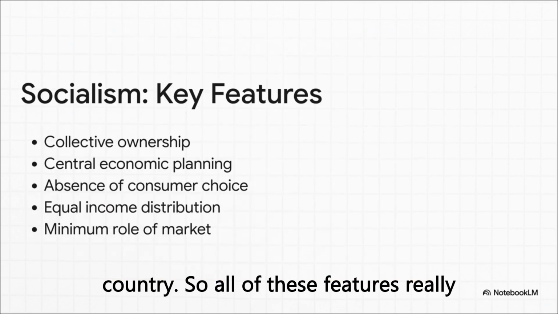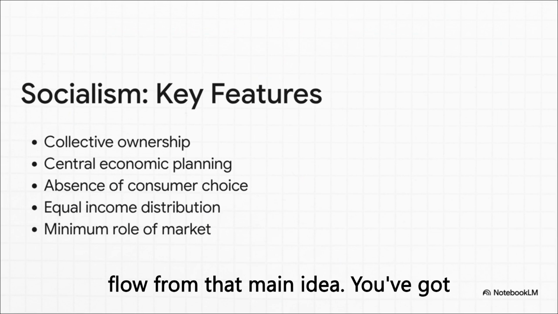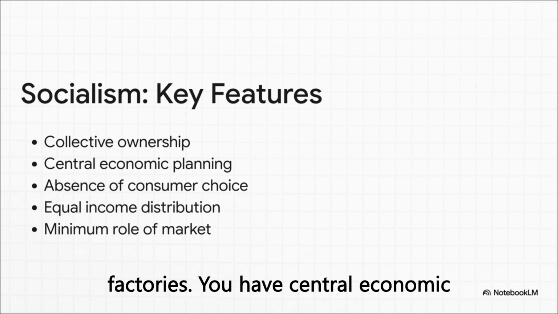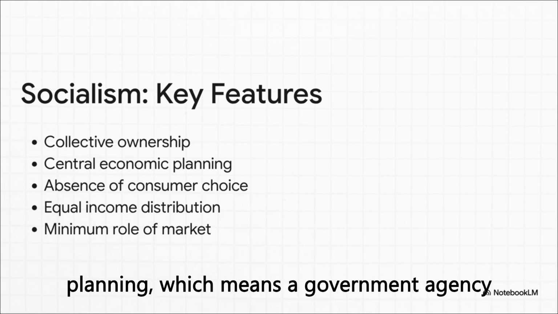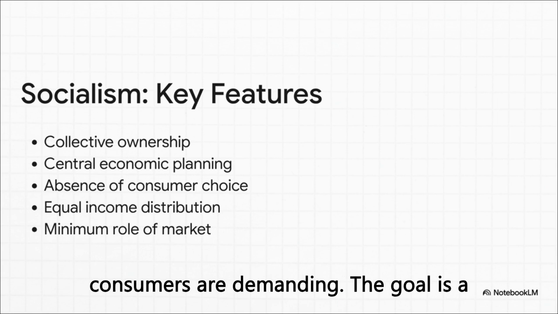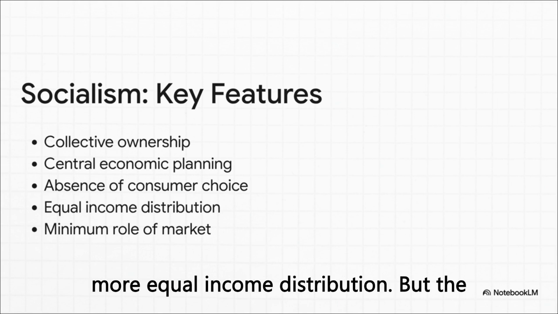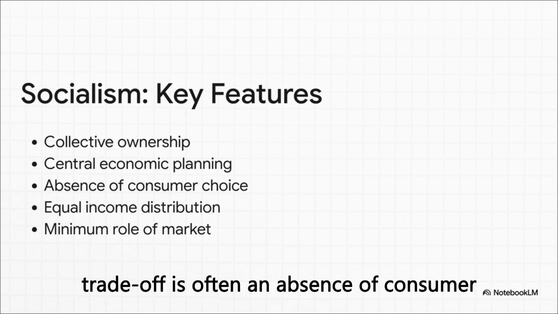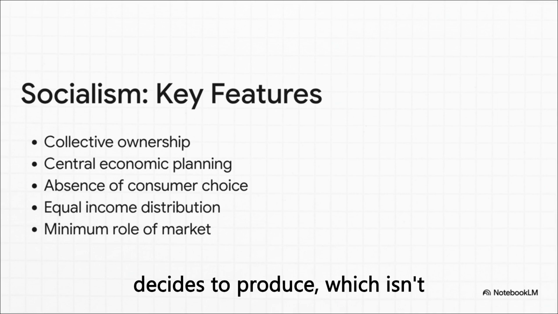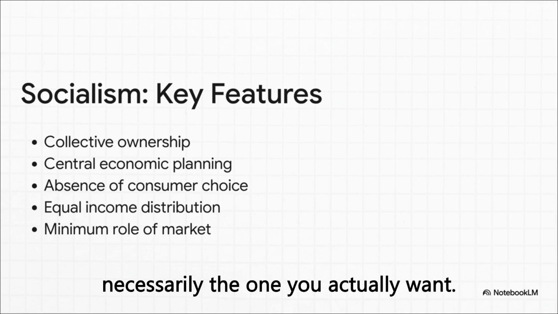So all of these features really flow from that main idea. You've got collective ownership, so no private factories. You have central economic planning, which means a government agency decides how many cars to build, not what consumers are demanding. The goal is a more equal income distribution, but the trade-off is often an absence of consumer choice. You might get the car the state decides to produce, which isn't necessarily the one you actually want.